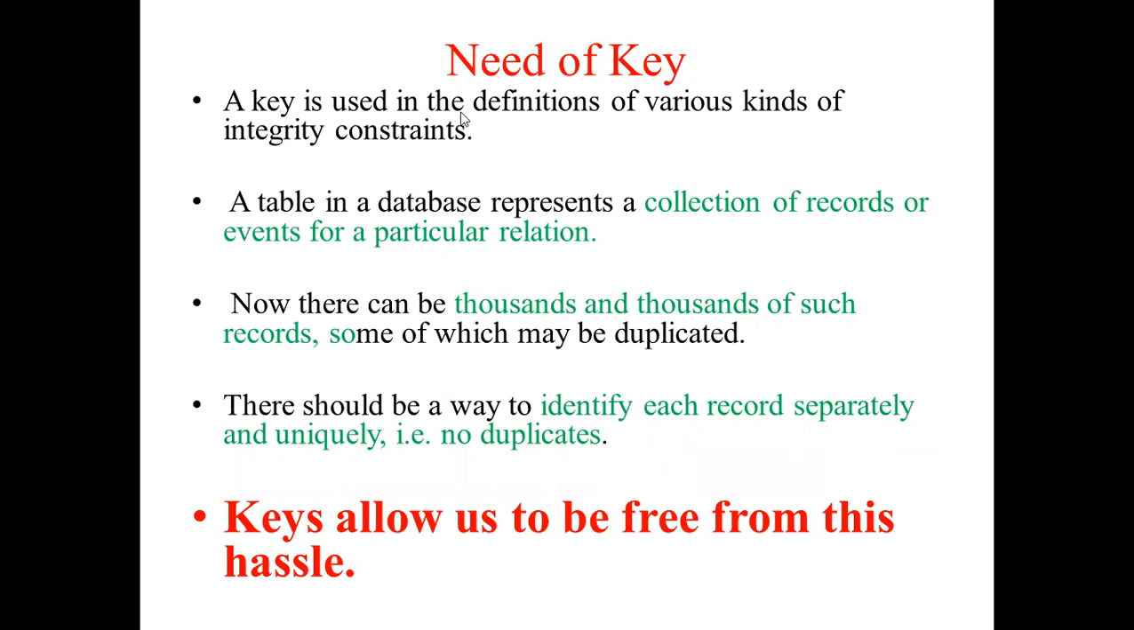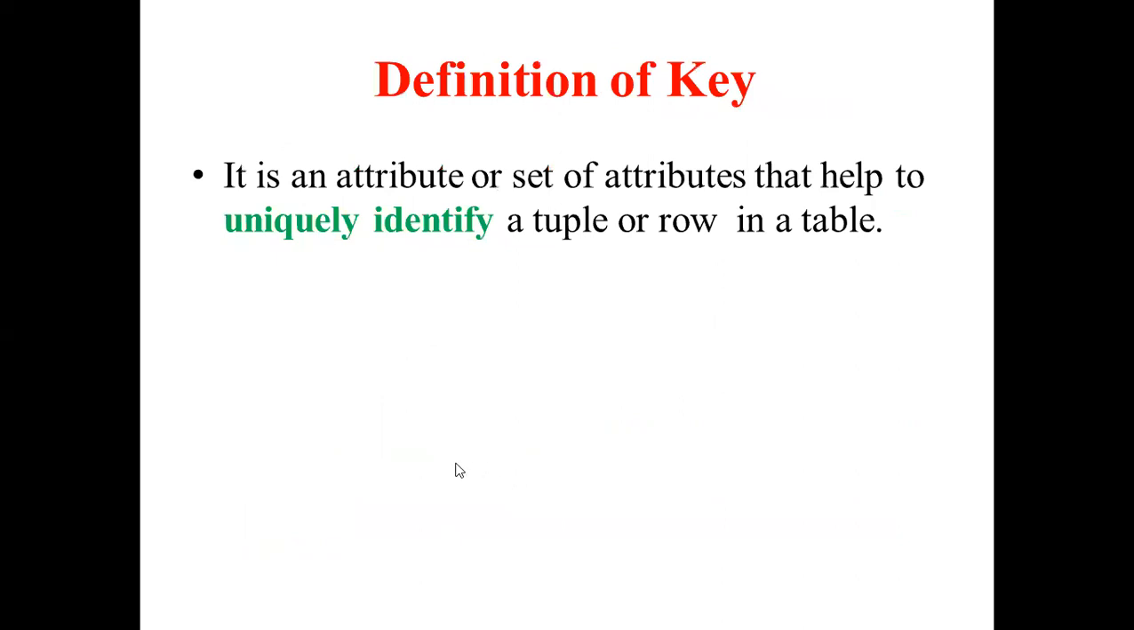A key is used in the definition of various kinds of integrity constraints. A table in a database represents a collection of records or events for a particular relation. As your table may consist of thousands and thousands of records, there may be a possibility of duplication of the data. So, we require a way to identify each record separately and uniquely, which avoids duplicates. Keys free us from this hassle. So, in short, what do we mean by a key?